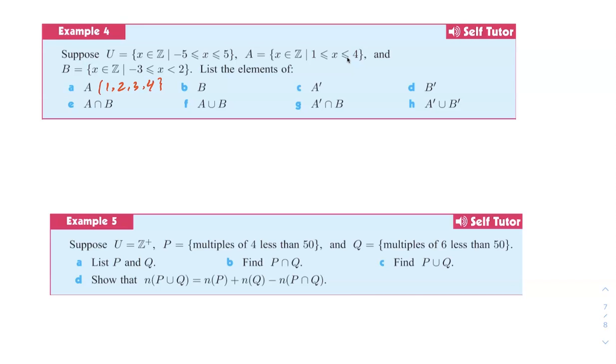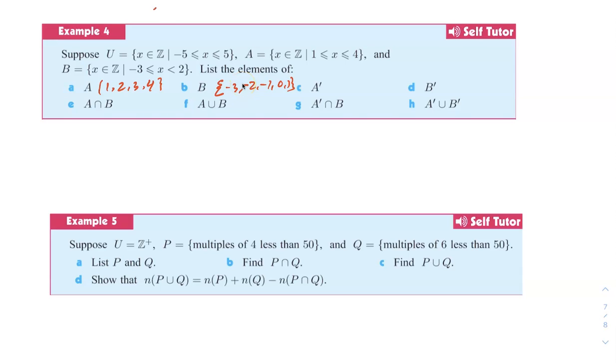Little set brackets. Right, because again, we're going everything from 1 to 4, but the only thing we're counting is integers. So 1, 2, 3, 4. B is everything integers from -3 to 2, but we don't count 2. So we're going to go to 1. So B is -3 counted, -2, -1, 0, and then 1. Remember, it can't be 2 because it's not included. So that's my A, that's my B.